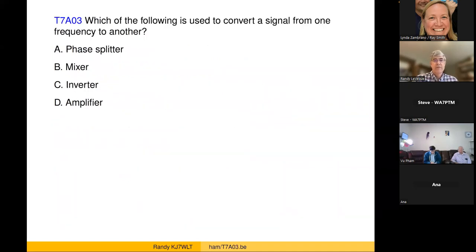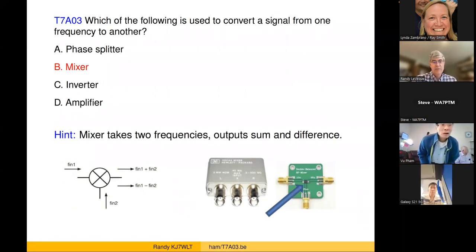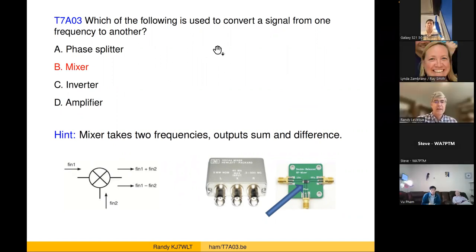Which of the following is used to convert a signal from one frequency to another? Here the answer is a mixer, and it's not quite clear. It's a little hard to explain exactly why it's called a mixer, but the idea is that a mixer takes two different frequencies as input and then outputs signals at two new frequencies that are the sum and the difference of the input frequencies. So we're not going to get into the physics or mathematics of how that works. You just have to remember that converting from one frequency to another requires a mixer. And you can eliminate a lot of these others, like an amplifier, we know doesn't convert from one frequency to another. It just amplifies what's coming in on the desired frequency.